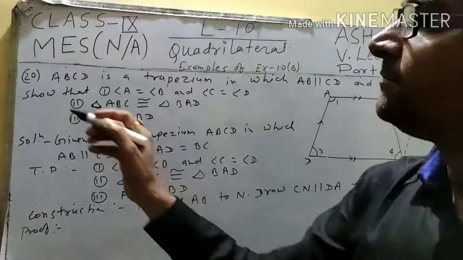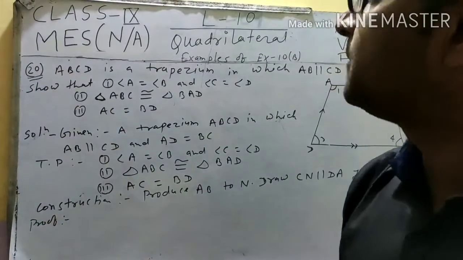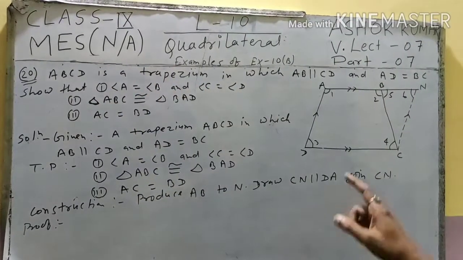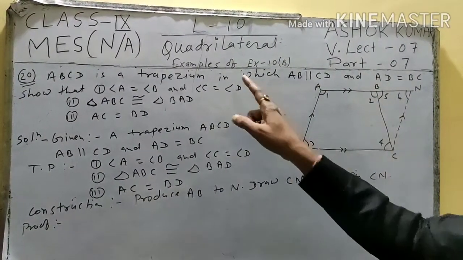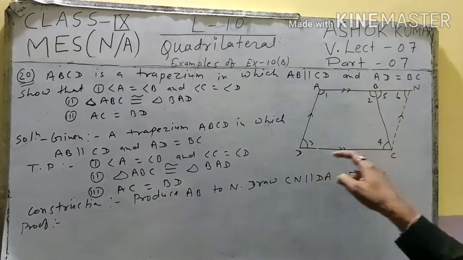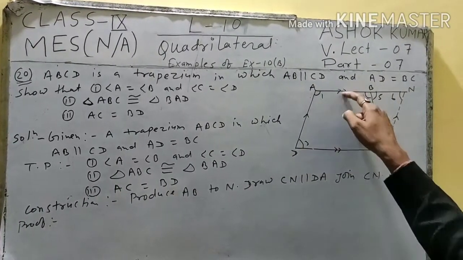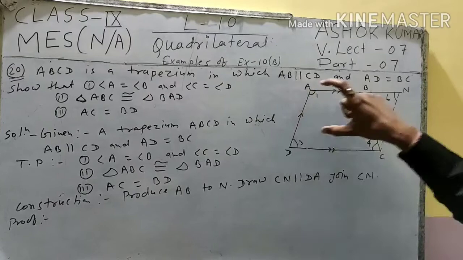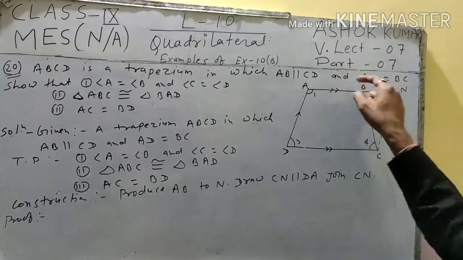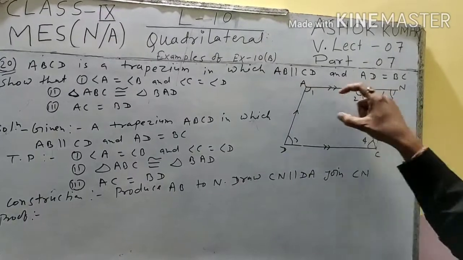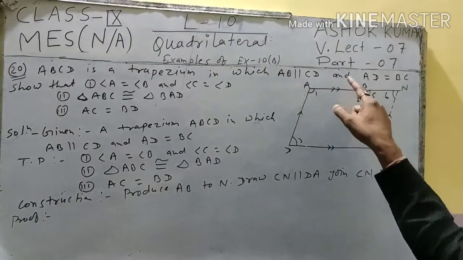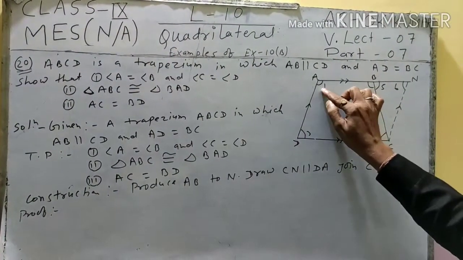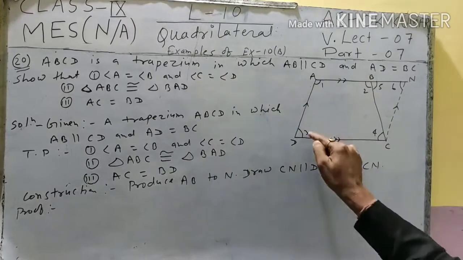The next question is the last question, question number 20 of examples of exercise 10b. ABCD is a trapezium in which AB is parallel to DC. That means this line is parallel to this line, already indicated here, and AD is equal to BC. This side is equal to this side. If the non-parallel sides are equal, then it is called an isosceles trapezium. So this is the isosceles trapezium, so angle A is equal to angle B. That means angle 1 is equal to angle 2 and angle 3 is equal to angle 4.